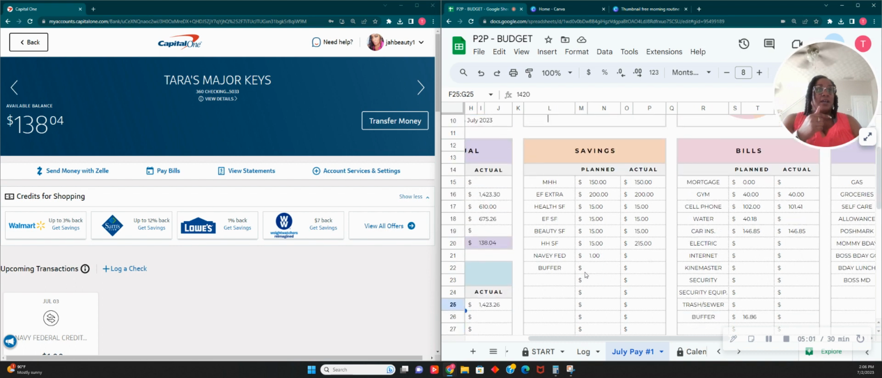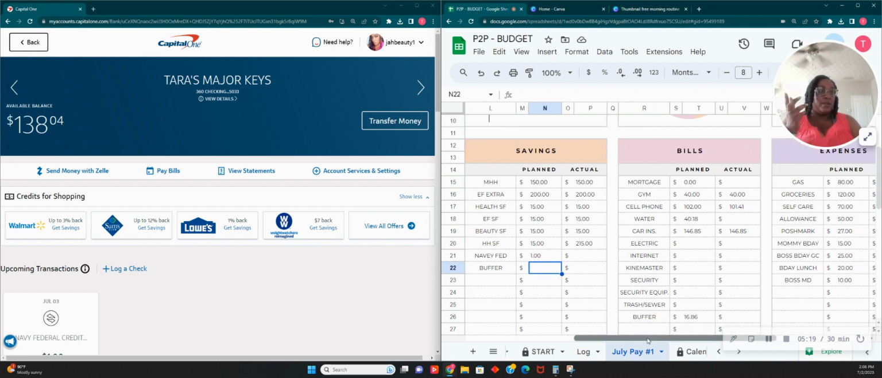And then my humble home, I plan to put 150 extra because it's an extra check. I put 200 extra for emergency fund. My Helsinki fund normally gets 15. My emergency fund normally gets 15. Beauty gets 15. Household gets 15, and Navy Federal usually gets $1. And I just left the buffer there in both spots.